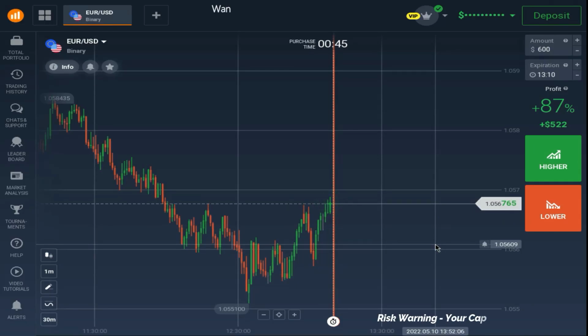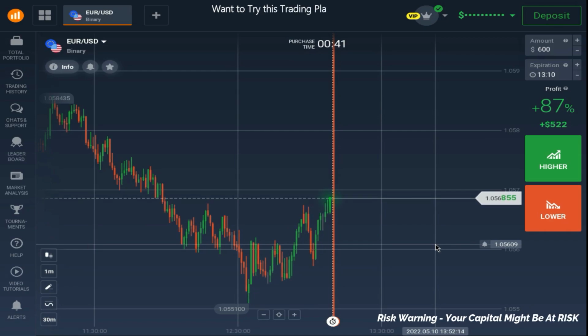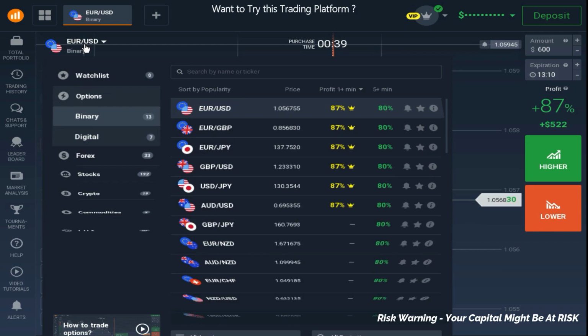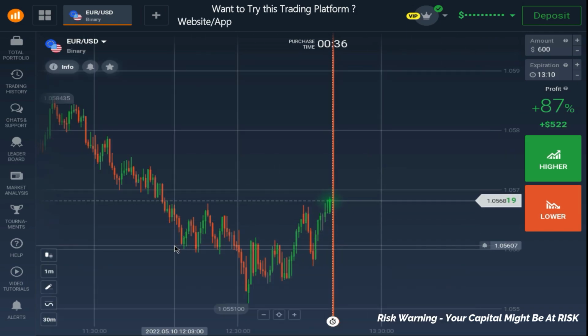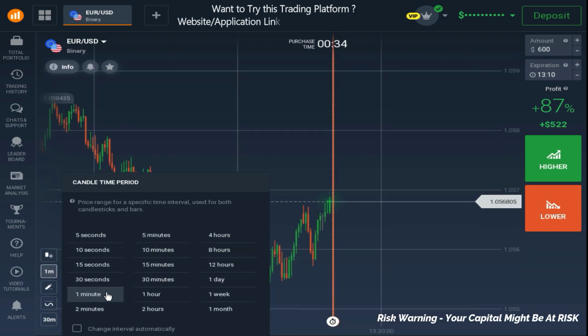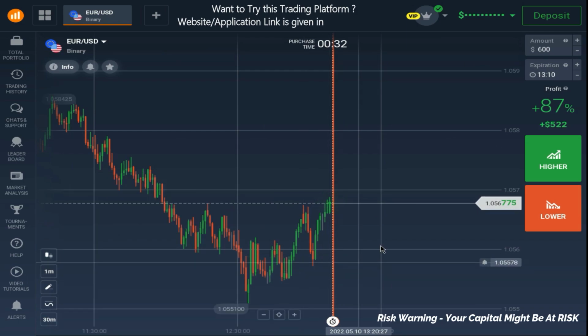In this video we are going to take a 5-minute trade with our strategy. So let's get started. This is the Euro US dollar chart as you can see here, and I'm going to trade for the 5-minute. I'm using a 1-minute candlestick chart to analyze the market.